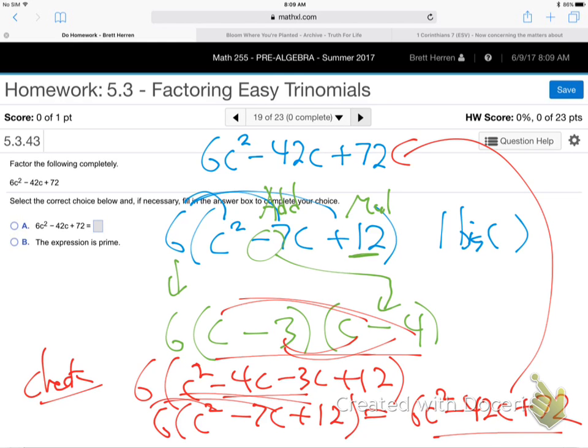Exactly right. You don't have to do that. It's not required. But yeah, you're right. You could check any factoring since it's unmultiplying by just remultiplying it, huh? That's exactly right. All right. Shall we keep going?